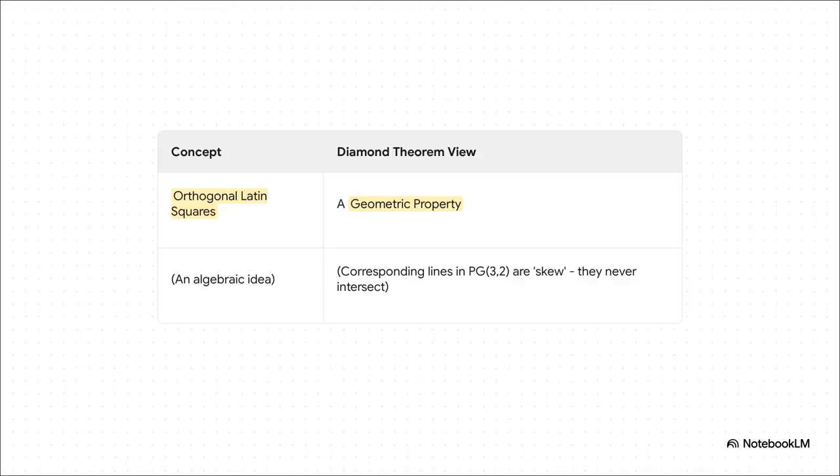And one of the coolest insights is how it looks at these things called Latin squares. Now, normally, the idea of two squares being orthogonal is a pretty abstract algebraic idea. But when you look at it through the lens of this diamond theorem geometry, it becomes something you can actually see. Basically, two squares are orthogonal if their matching lines in that digital space are skew. Think of it like two airplanes flying at different heights on totally different paths. They're in the same sky, but they will never, ever cross. It's this beautiful shift from pure algebra to visual geometry.